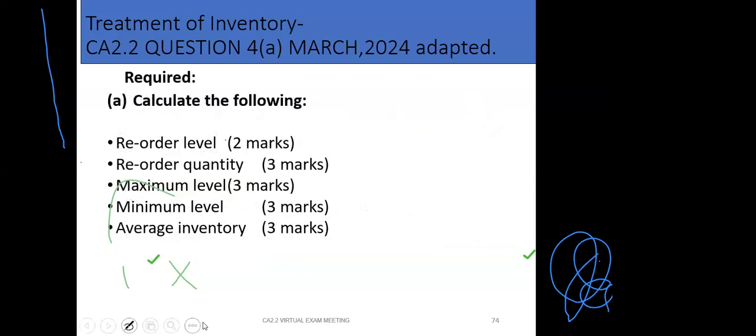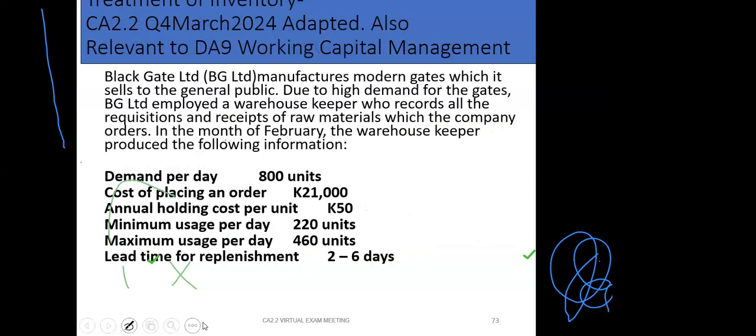Okay, so calculate that. Fast track: due to high demand, the warehouse keeper produced the following information. In the month of February, a warehouse keeper produced the following information. Demand per day, 800 units. Cost of placing an order, 21,000. Annual holding cost per unit. I think this can only be used for the economic order quantity requirement. And similarly, placing an order, that's the economic order quantity requirement.